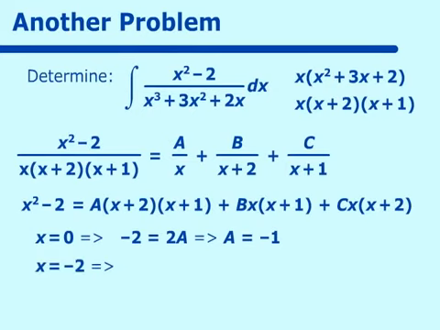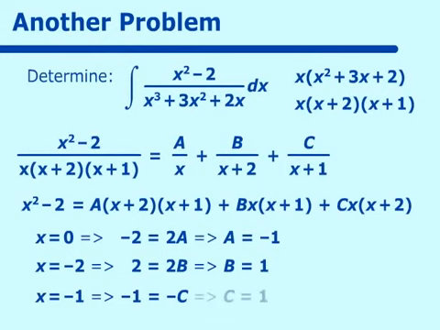Try the other ones. x is equal to negative 2. In this one, a will cancel out and c will cancel out. I'm only left with b. So going into the left-hand side, negative 2 squared is 4 minus 2, which is 2, is equal to 2b. So b is equal to 1. Next we'll get c. x is equal to negative 1. So in this case, a will cancel, b will cancel. We'll just be left with the c. So put the negative 1 in x squared minus 2, and we'll get negative 1 equals negative c. So c is equal to 1.